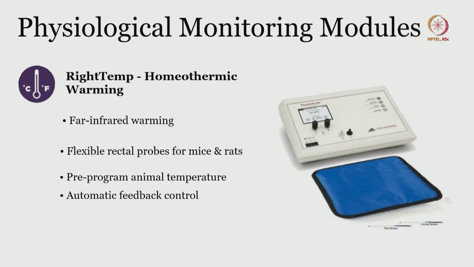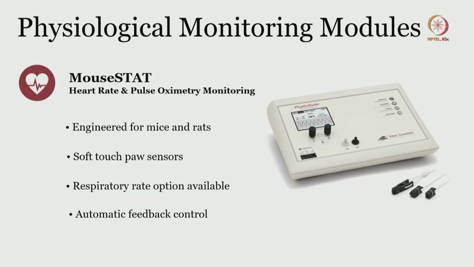So there is an infrared warming along with this system to maintain the temperature, and the probes that can be used are rectal probes for mice and rats. So that is a very good peripheral or an accessory device to monitor the core body temperature. All right, and then you can even pre-program it to the set temperature, and then there is automatic feedback control wherein the warming increases if the temperature is falling. That is a very good setup. If that is not there, you can even manually increase the temperature.